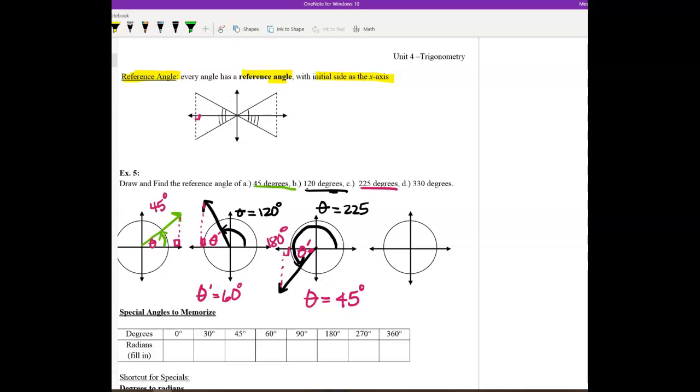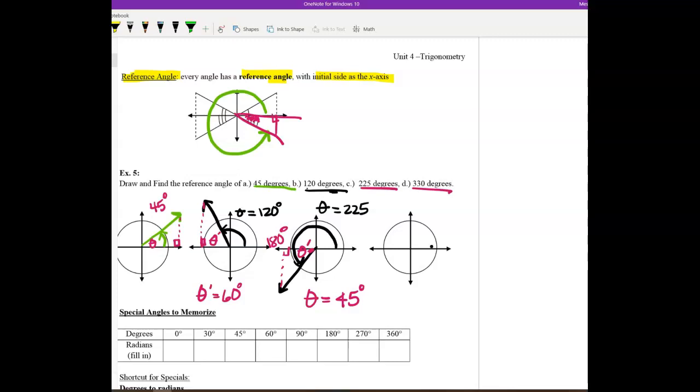So what happens when we travel all the way to the fourth quadrant? We start here, we go all the way around to the fourth quadrant. The reference angle is going to be this little angle in here. And that's, again, you draw a right angle to the x-axis. The reference angle is formed from the x-axis and the ending side. So let's try 330 degrees.